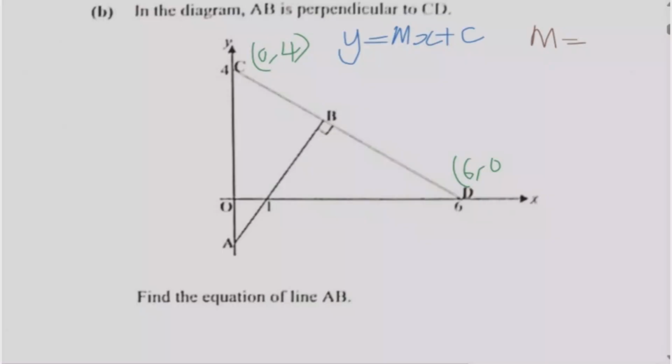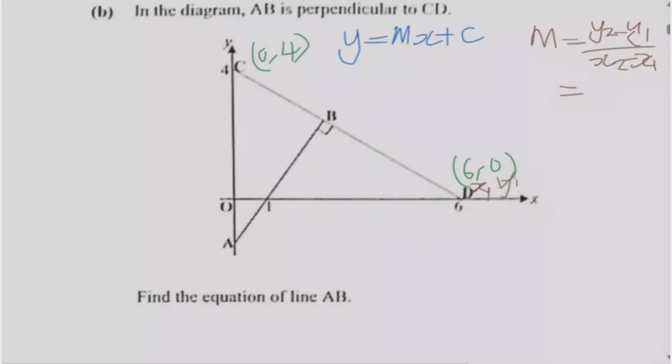So we usually use the formula, which is y2 minus y1 over x2 minus x1. Okay, then we're going to say equal to, so what is x and y? So let's take D as the first point, which is x1 and y1.